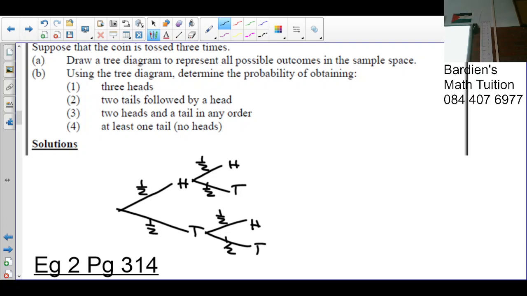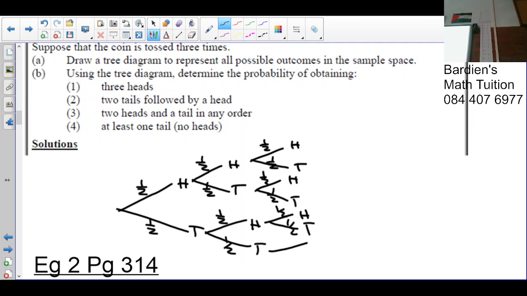If you toss it now for the third time, what's going to happen then? Heads, tails, which is 1 out of 2 each time. Okay. So what are my outcomes? Yes, Michael. So how many marks is the tree? The tree diagram is normally 2 or 3 marks. And the table also 3 marks.